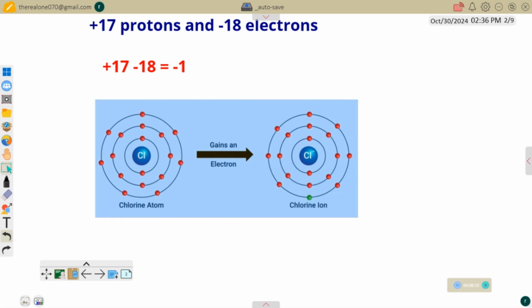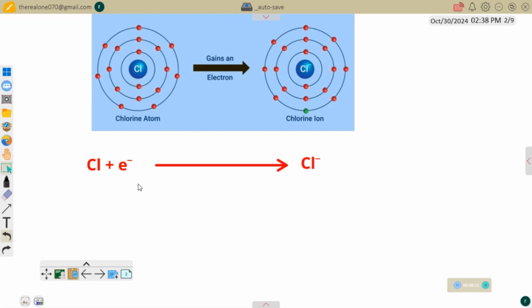Let's write the ionic equation for chlorine and see how it goes. So this is the ionic equation for chlorine. You can see the addition sign that we have here means that chlorine gains an electron, and this is the electron symbol. So it's gaining only one electron due to the group that it belongs to. It belongs to group 7, and group 7 needs one electron to complete. Once it gains one electron, it becomes Cl minus, which is the chloride ion.